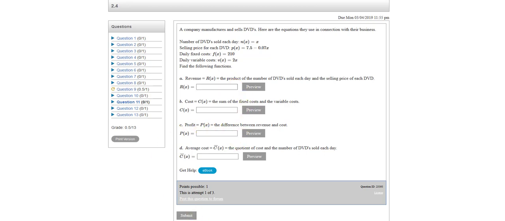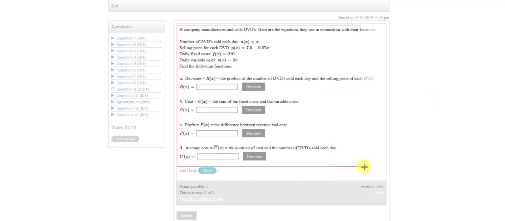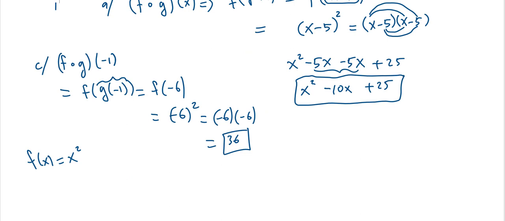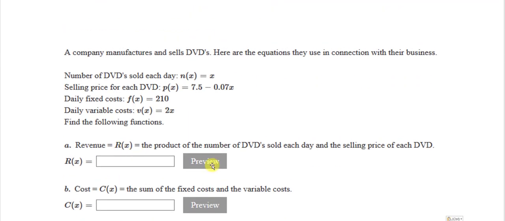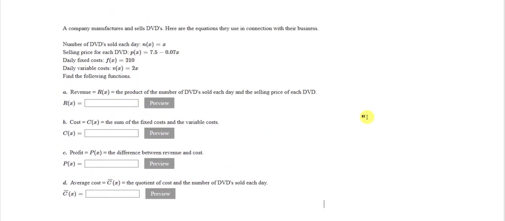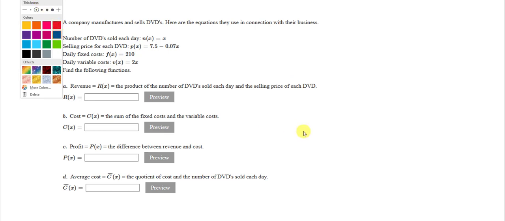Okay, let me copy this one into the Word document, and we can do it from there. Right, let's do it here. Okay. So part A.